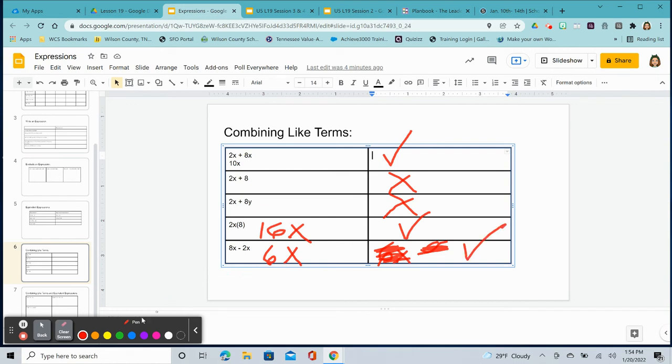So again, make sure that you have written this down on a piece of paper or something because this is extremely important. You have to know what you can combine together and what you can't.